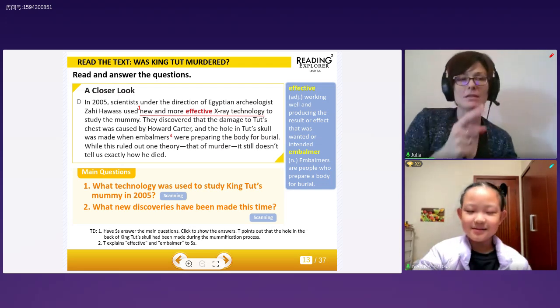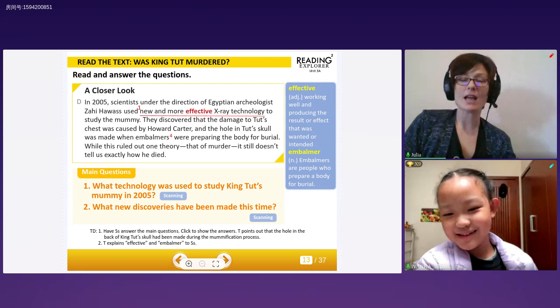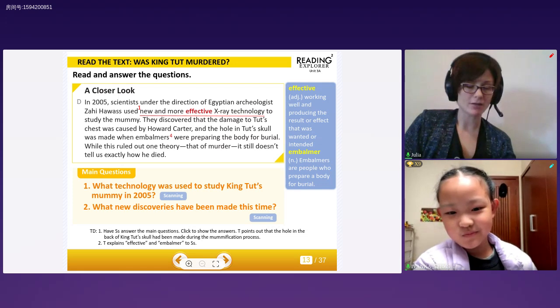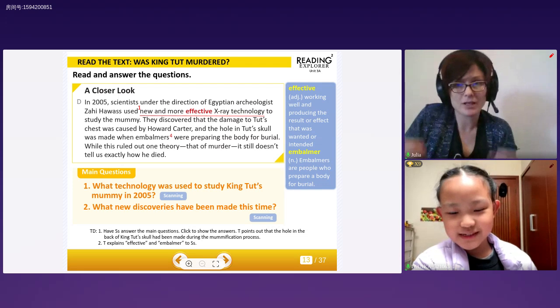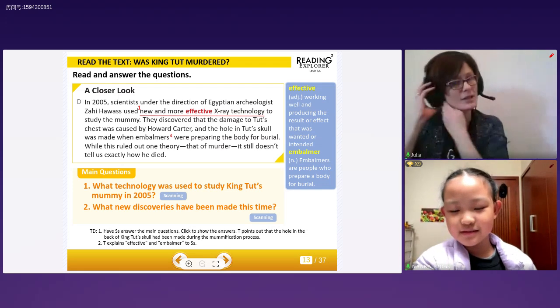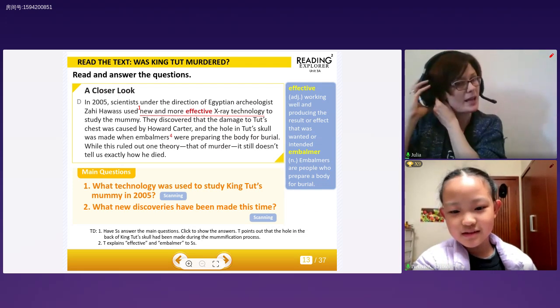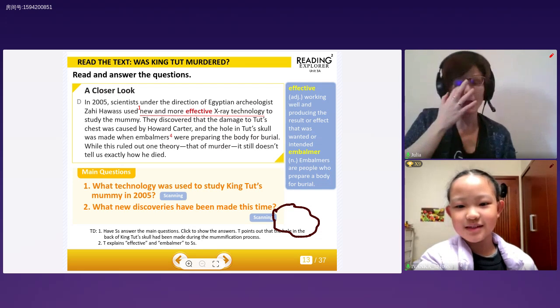Maybe this thing happened to King Tut because he was very fragile, right? Because of the bloodline, because of the situation with his mom and dad. We don't know that for sure, right?